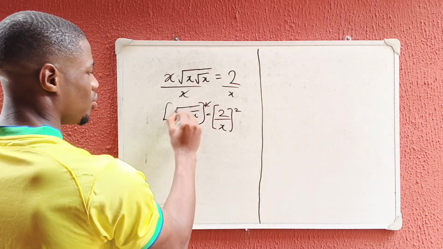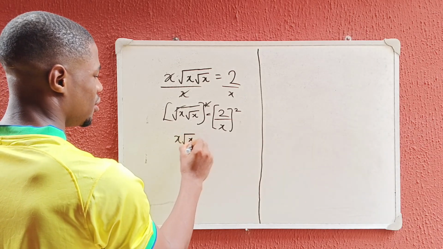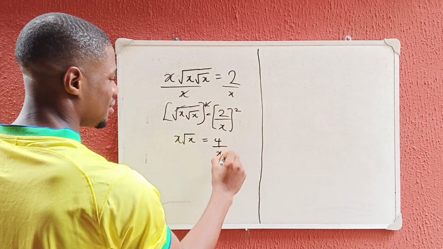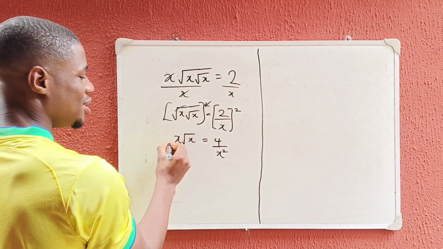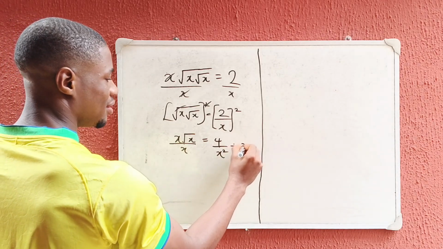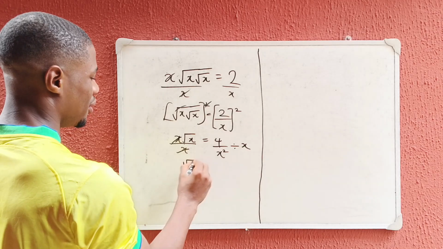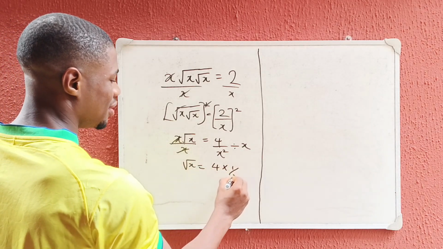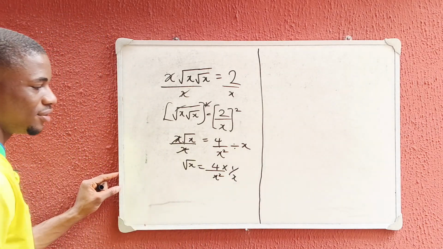Square will take this big square root here, so that I have x times square root of x to be equal to 2 squared is 4, and x squared is x squared. Right? Again, I can just divide both sides by x, and divide this side by x. Right? So x will take x, and I have square root of x to be equal to 4 times 1 over x squared, right? Like this.